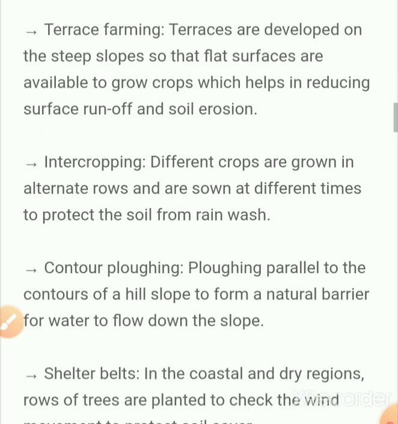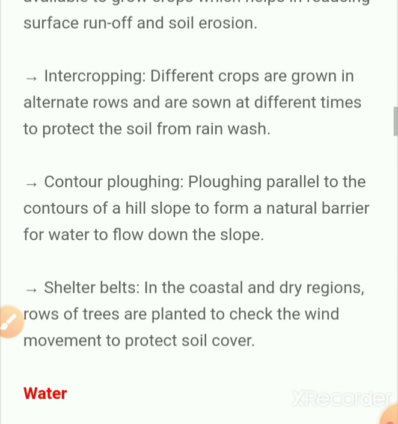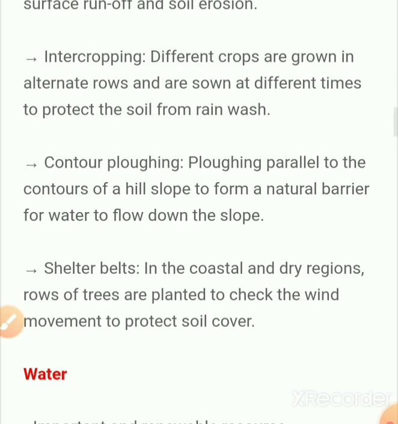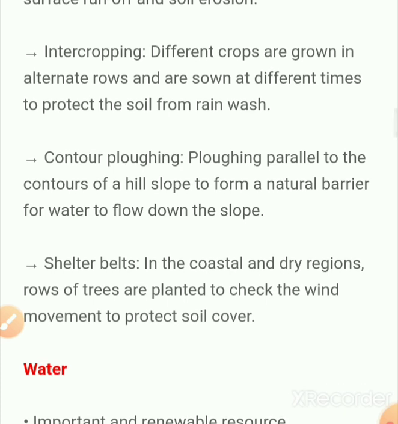The next one, intercropping. Intercropping means different crops are grown in alternate rows, not only one crop, two or three crops we are planting in the same area. They are sown at different times to protect the soil from rain wash, especially where we are getting maximum rain, in that kind of area we make intercropping. The first line is not there in the textbook, so you can understand it if I show it with the help of two colors.